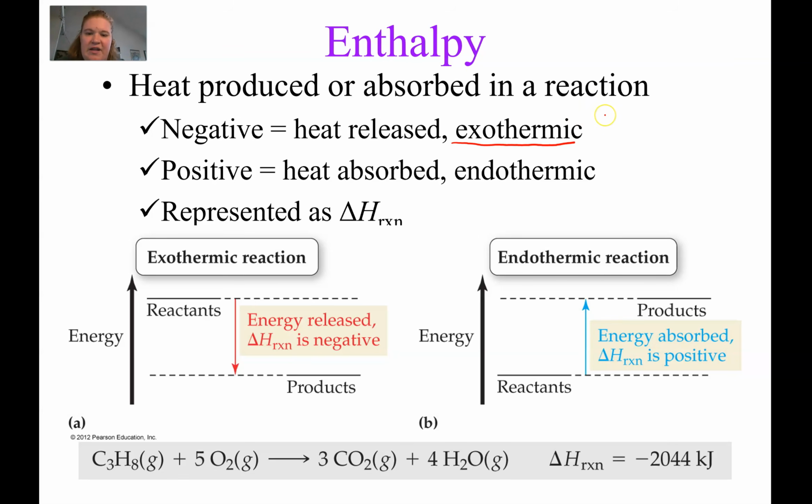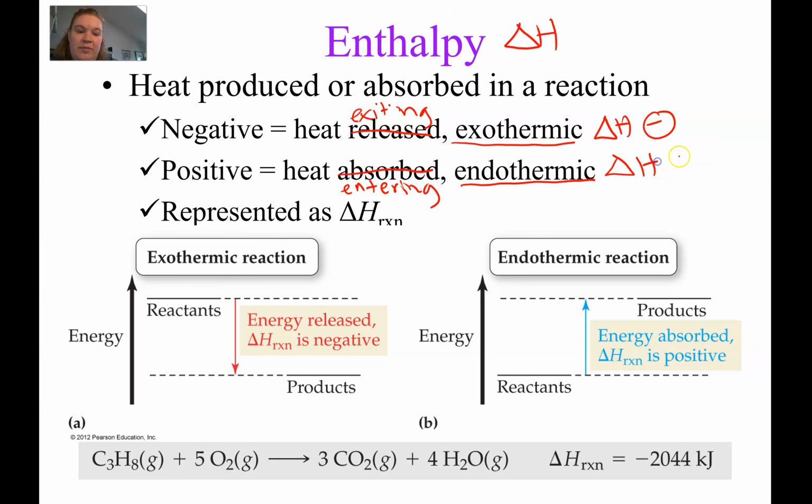And I like to think of it as, instead of saying the heat's being released, we could say the heat is exiting, because it helps me remember exo and exiting. And in an endothermic reaction, the heat is entering. Enthalpy is abbreviated with a delta H, and if the reaction is exothermic, then delta H is going to be a negative number, and if it's endothermic, delta H will be positive.